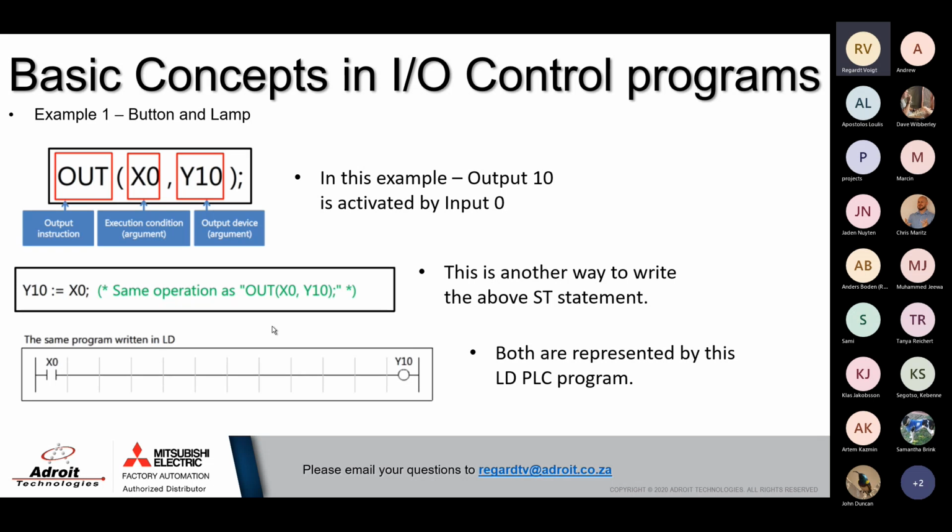So this can be written like this in structured text, meaning perform this instruction by outputting the value in your first argument into your second argument. Another way to write this would be this syntax here, because of the assignment operator that's used. So this can also be used effectively, and we will probably use this in the rest of the presentation more than this syntax here, just for simplicity purposes.